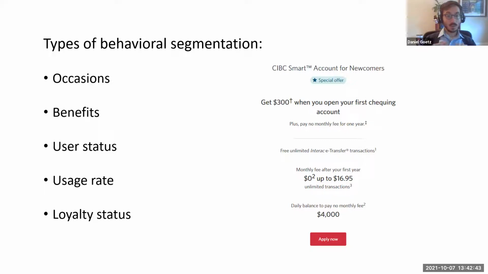Good. So definitely user status, right? How do we see user status? First-time users get a benefit, which is not available to people who already have an account with CIBC. So I wouldn't say that this is loyalty. I would say that this is user status. Anything else?